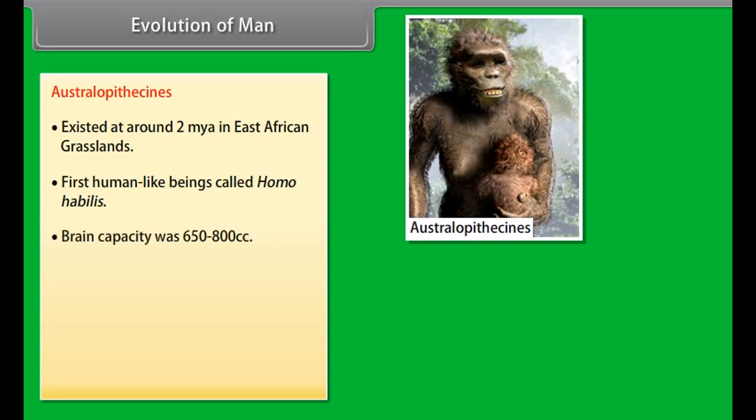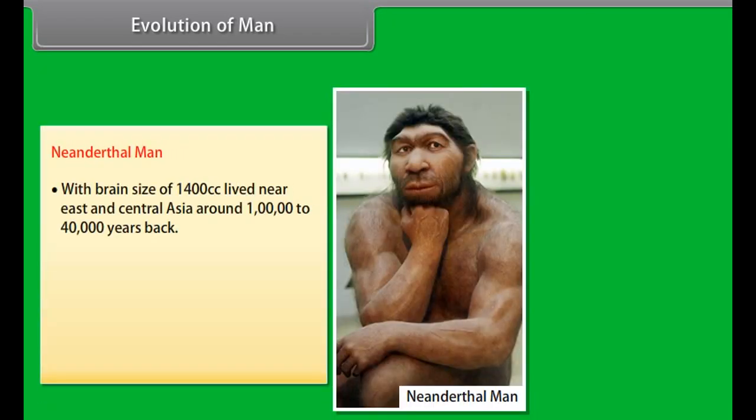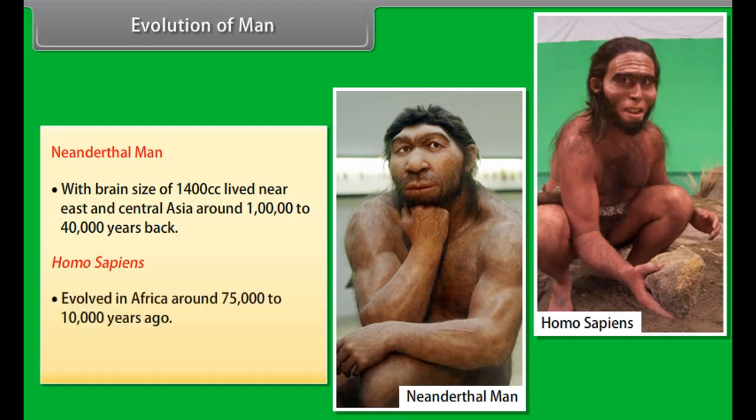Brain capacity was 650 to 800 cc. Homo erectus existed around 1.5 million years ago with large brain of size 900 cc, and ate meat. Neanderthal man with brain size of 1400 cc lived near East and Central Asia around 1 lakh to 40,000 years back. Homo sapiens evolved in Africa around 75,000 to 10,000 years ago, called the modern man.